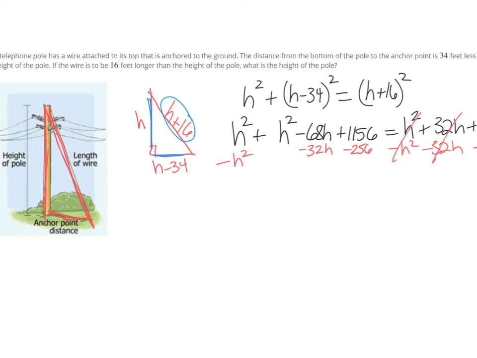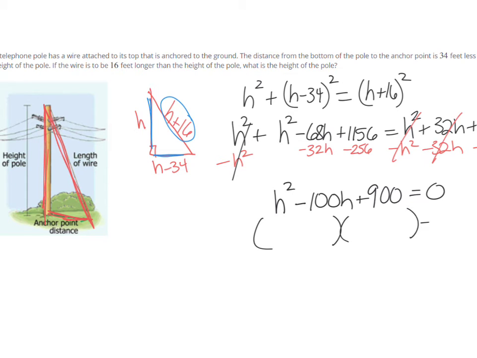So it looks like what I'm left with, those are going to cancel. So I have an h squared. I have a negative 68 with a negative 32. That's actually negative 100 h. And the 1156 minus 256 is actually 900. Okay, this is not going to be all that bad. At least the numbers look pretty. H and H.